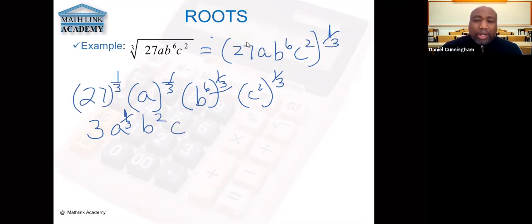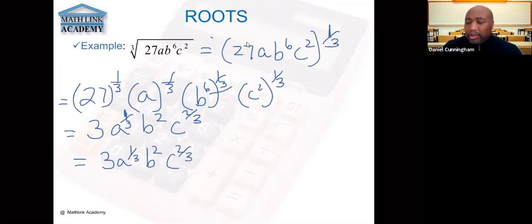And the last piece is c squared raised to the 1/3. So what is 2 times 1/3? When we multiply fractions, it'd be 2/3. There are many different ways we could do this problem and write our answer. So we have 3 a to the 1/3 b squared c to the 2/3. That's one way to write it, and there are a lot of different ways you can write this answer with these 1/3 exponents.